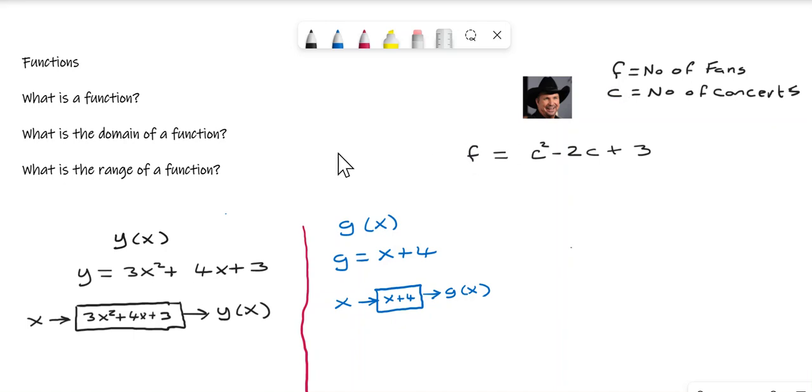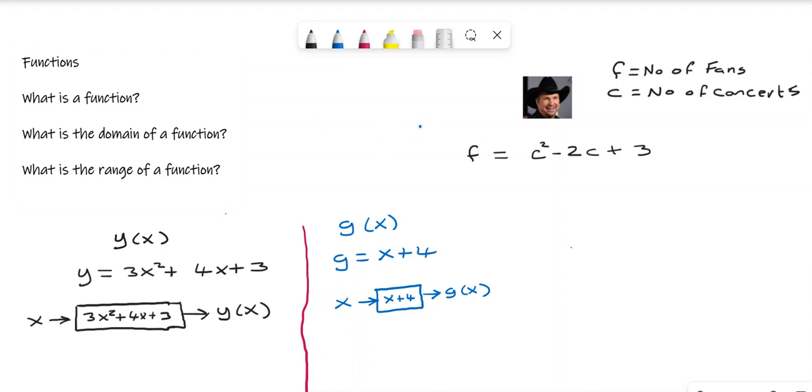Okay, so in this lesson we are going to look at functions. So for example, what are functions? We're going to look at what is the domain of a function and then what is the range of a function as well. So let's try and understand exactly what functions are.